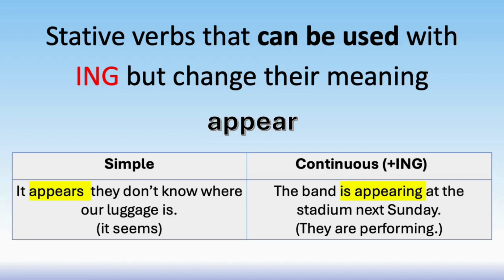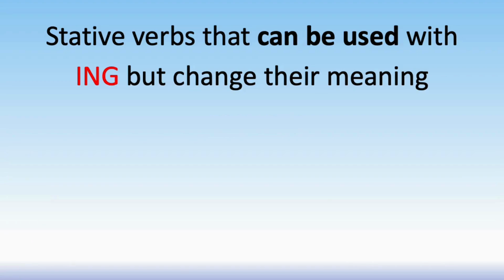meaning. The band is appearing at the stadium next Sunday, which means they are performing. The band is performing. It's a different meaning, as you can see, right? So here we have it seems, and in this second example, it means to perform, which is an action verb, dynamic verb. Okay, I hope this is clear.